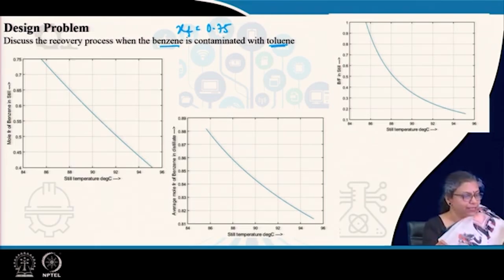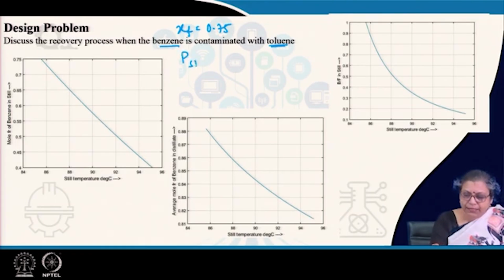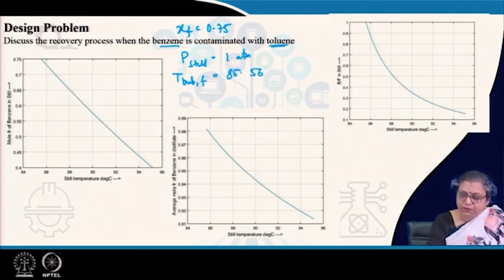In this case again we start with the same thing. We find that the P still is 1 atmosphere, we have kept the same thing. Corresponding to this, the bubble point of the feed is around 85.56 degrees centigrade, and the alpha that you get in this case is around 2.552, so with this alpha we can proceed.